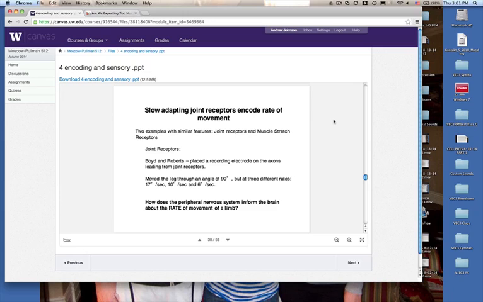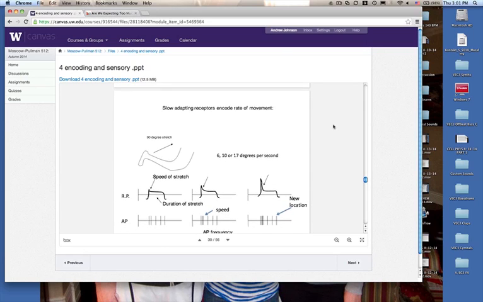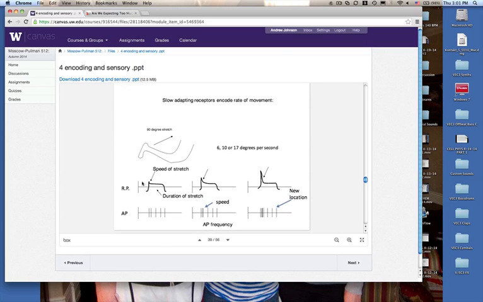So you have your duration of stretch here and what your receptor potential looks like. Initially you're going to have a little spike in conductivity. Your receptor potential, remember, is change in conductivity, and then it's going to plateau out. If you're moving more rapidly, you'll have a bigger spike, but then you'll plateau out.